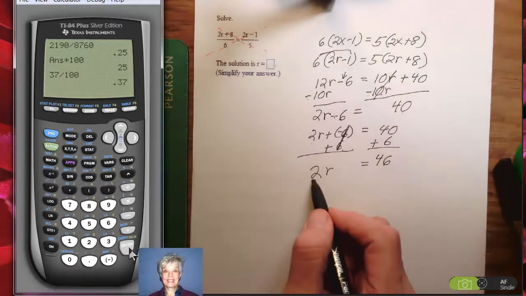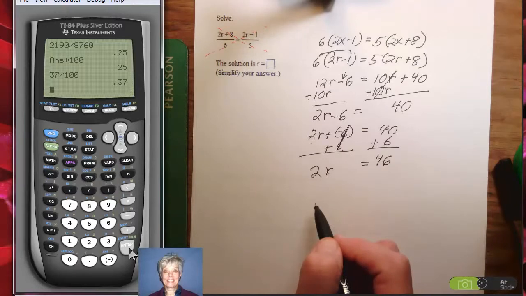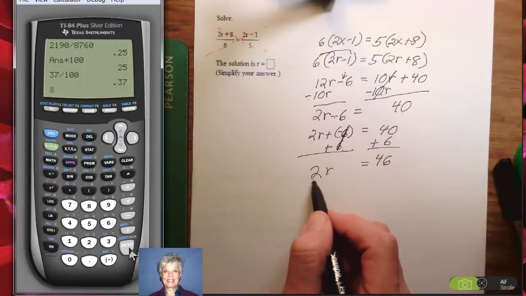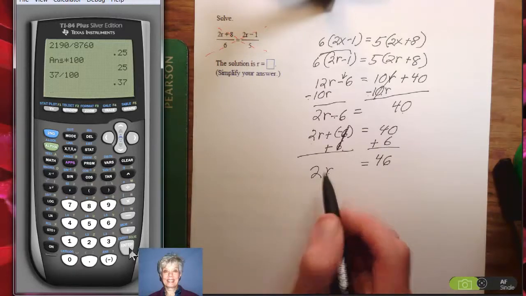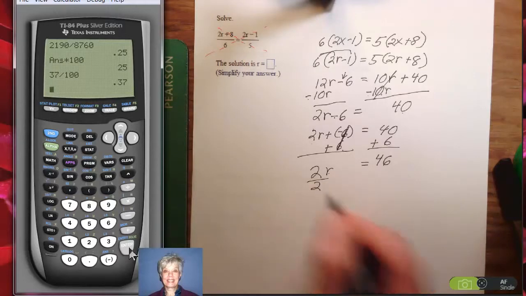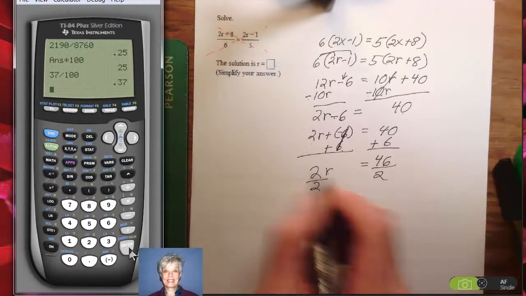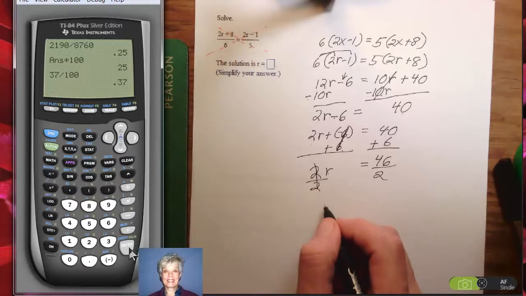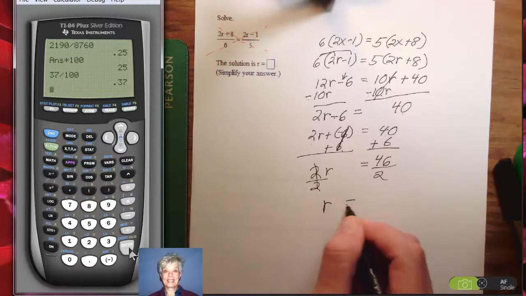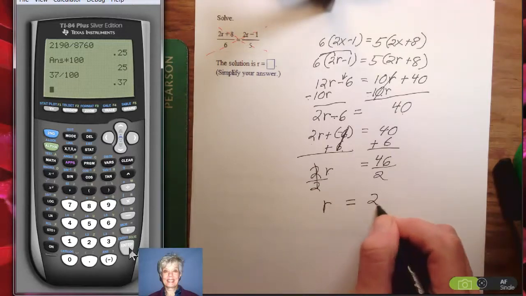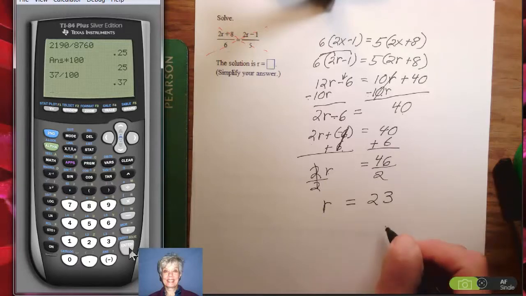Now I have 2 times r equals 46. To undo the 2, to get r by itself, I divide by 2. 2 over 2 is 1. I'll have 1r equals 23. So r equals 23. Does it? Let's check it.